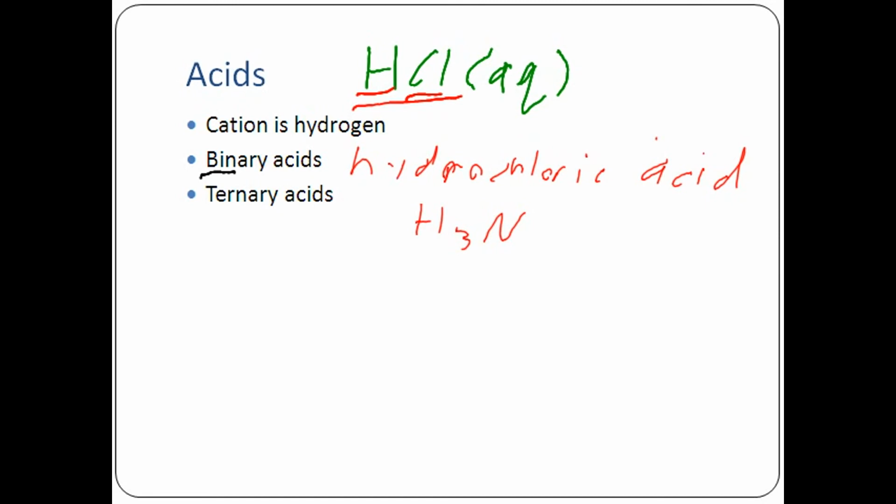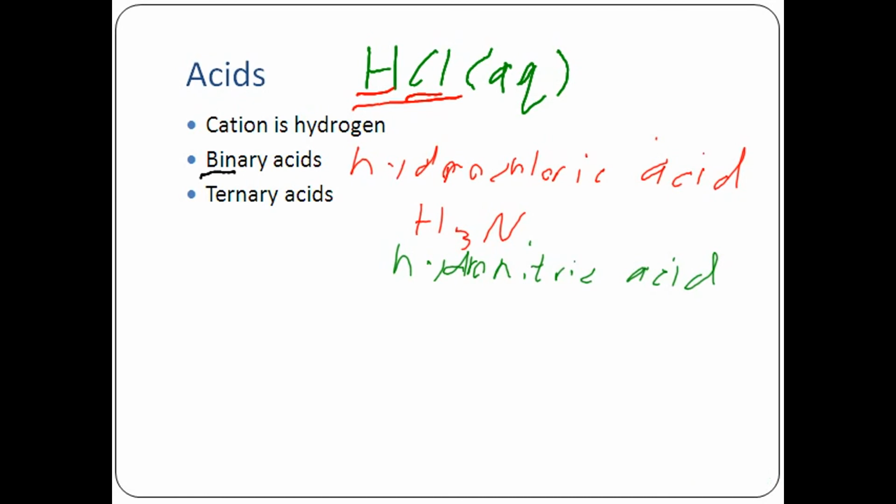We know it will start with hydro because of the fact that it's binary. And it'll end with a modified name of the other element. The other element here is nitrogen. And so we will drop off the gen and add ic acid. So in this case, this becomes hydronitric acid. And so hydronitric acid is what we have for this guy right here. So hydronitric acid will be the name of H3N.